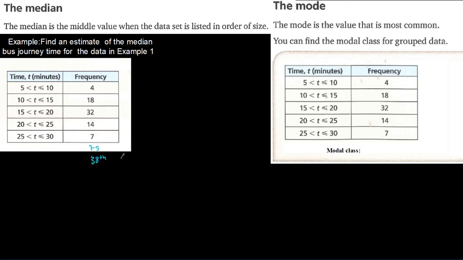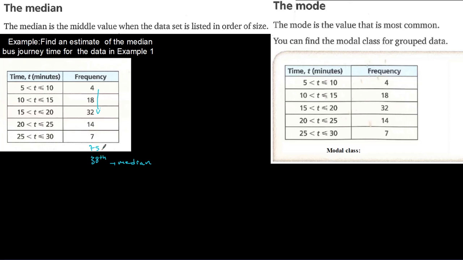The median value, the 38th value, is going to be here. I think this is 4 plus 18, 22. So 54 it's going to be. So this is the 54th value from small to big if you write. There are 54 values here.